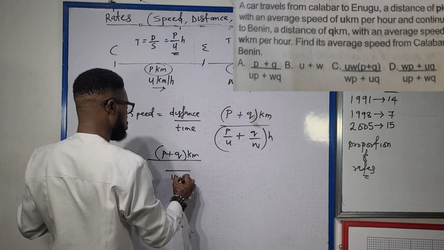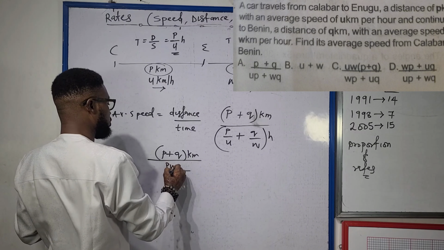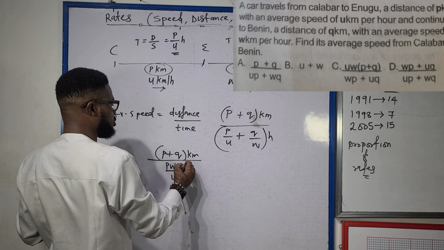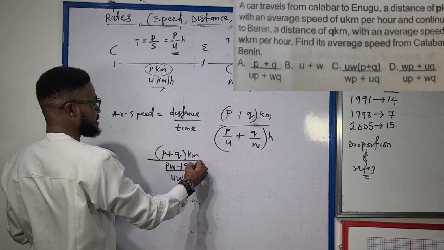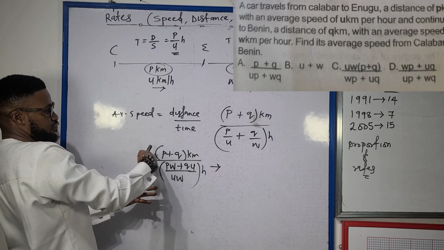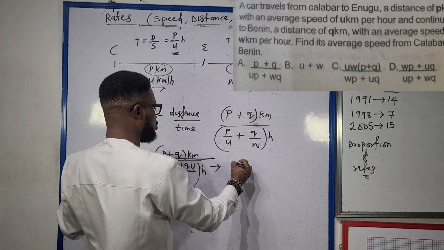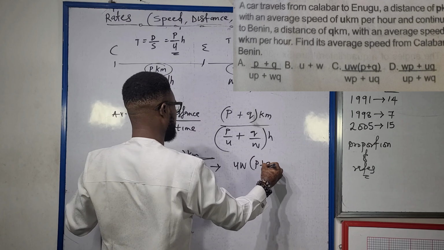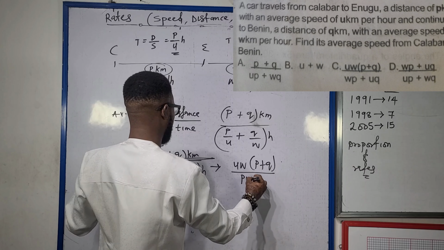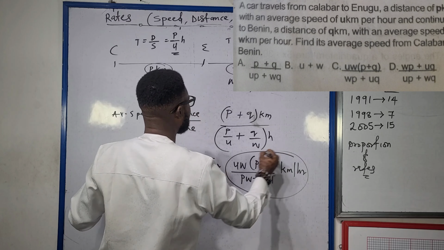U W. U in UW, that's W, that's W times P, PW. W in UW, that's going to give you U times Q, that's going to give you QU. This is in hours, don't forget. So what this means is that UW is going to move up, this is divided by this, so we're going to have UW into brackets P plus Q divided by PW plus QU kilometers per hour. This is the average speed.